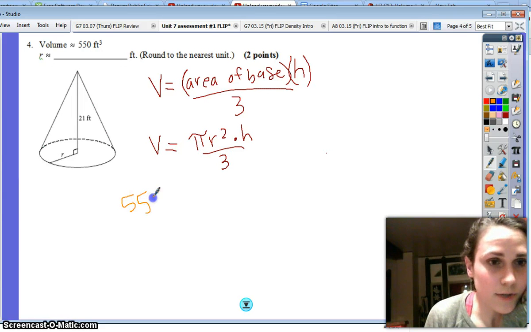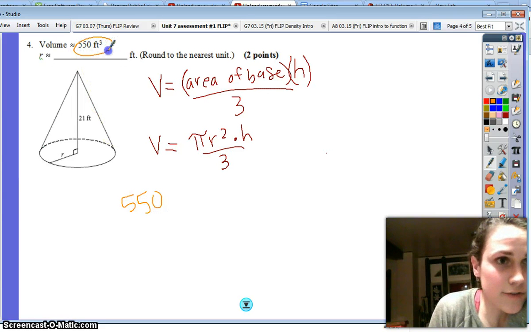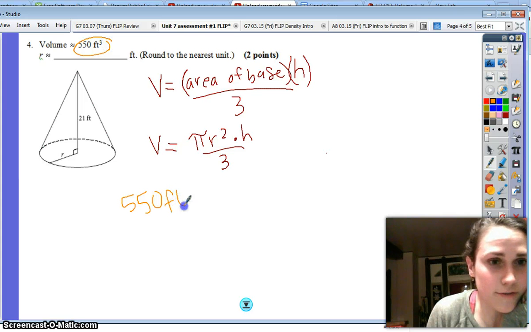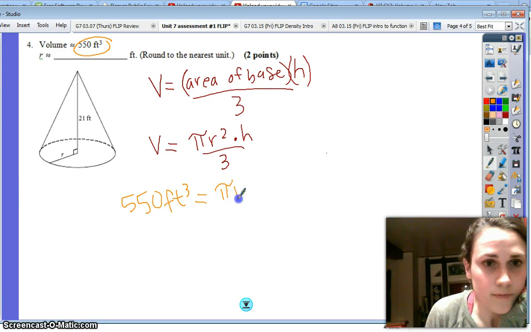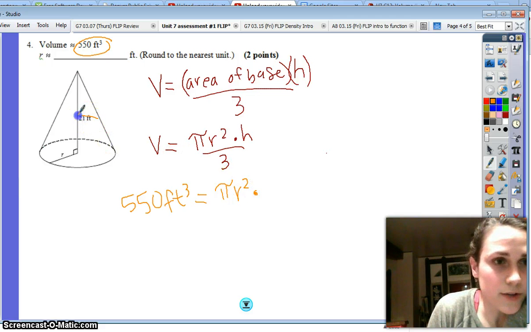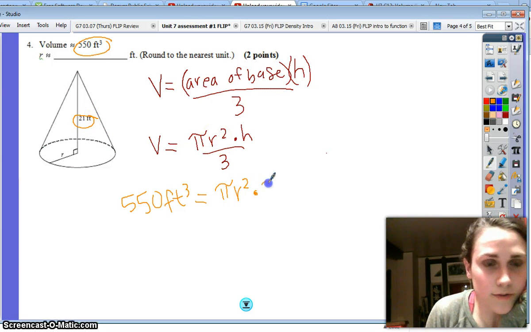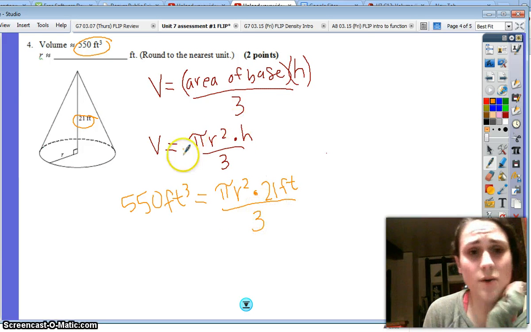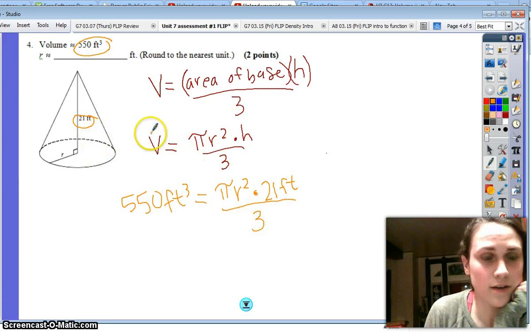We know that our volume is 550 cubic feet. We were given that information. That was really nice of them. For the rest of our equation, we're going to plug in the other values we know. The height is 21 feet, so we plug that in, and this divided by 3. All I did here is plug in the value of the volume and the value of the height.